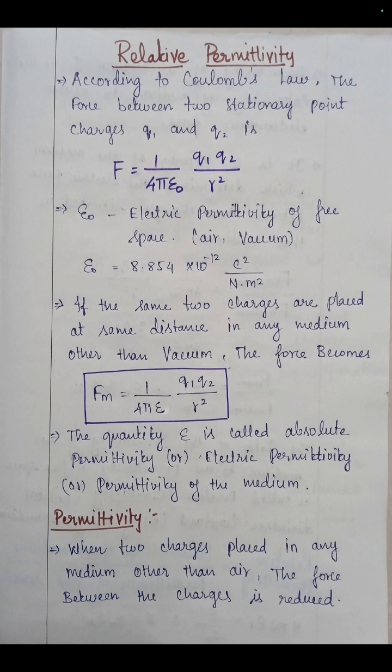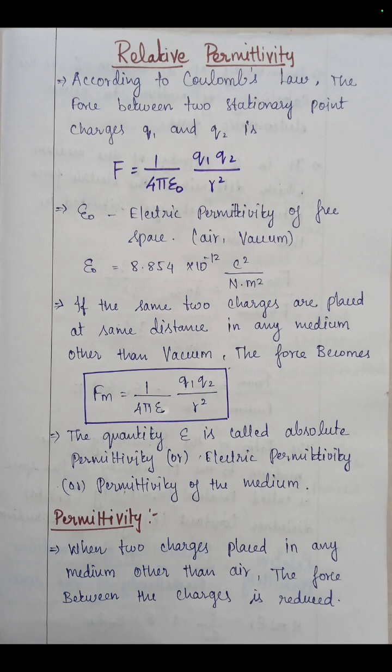Today we are going to learn about relative permittivity or dielectric constant. We know the Coulomb force between two stationary point charges is k q1 q2 by r square. Here k is the constant, that is 1 by 4 pi epsilon naught. Here epsilon naught is the permittivity of the free space, that is air or vacuum, and its value is 8.854 into 10 to the power minus 12 Coulomb square per Newton meter square.